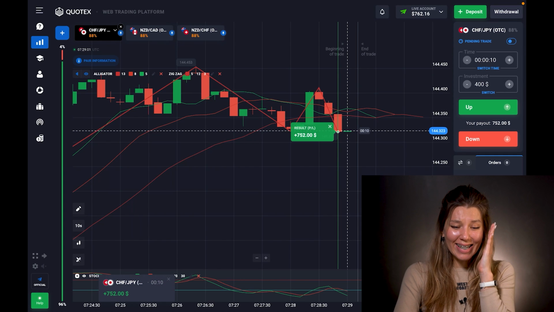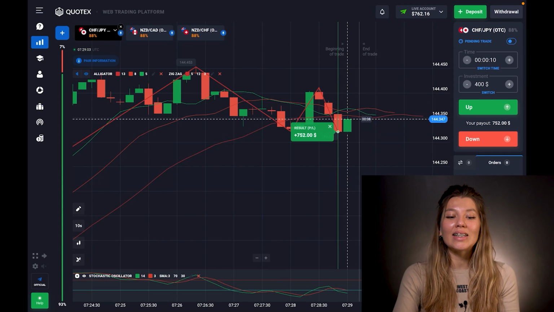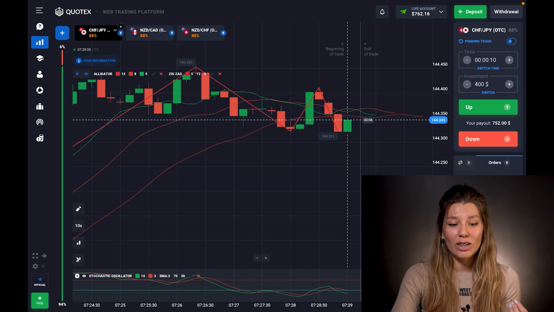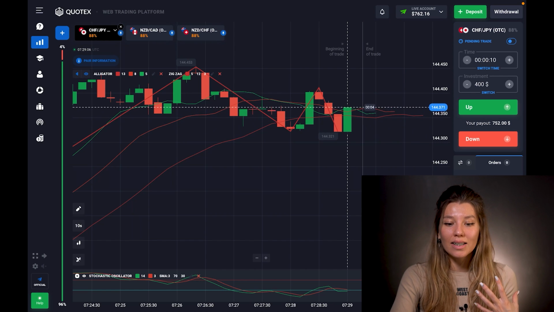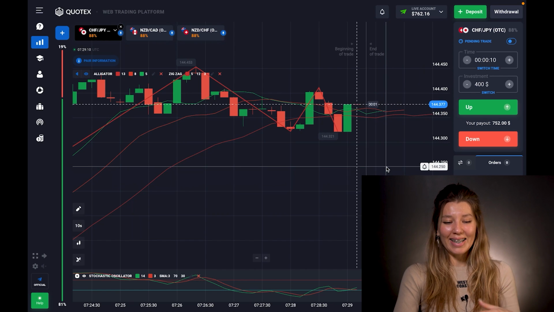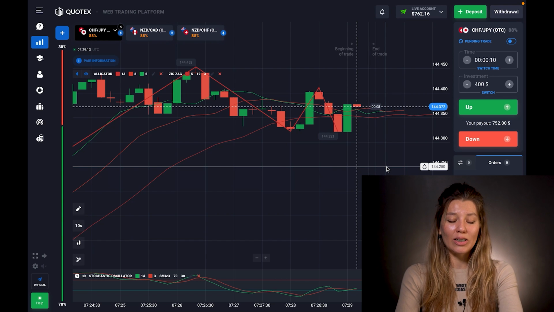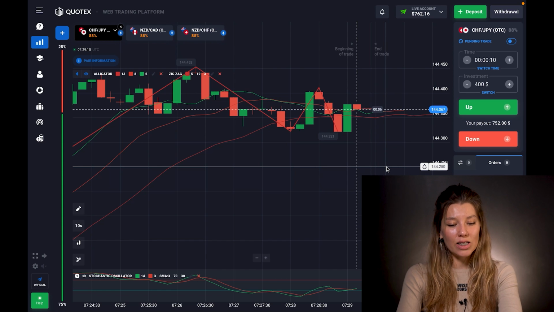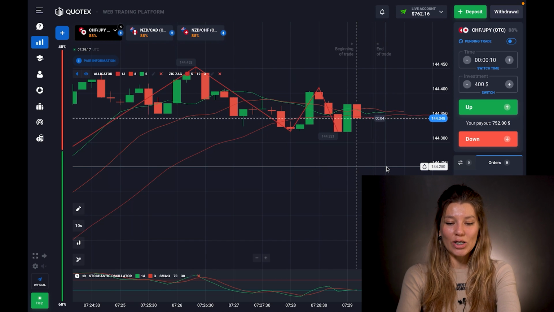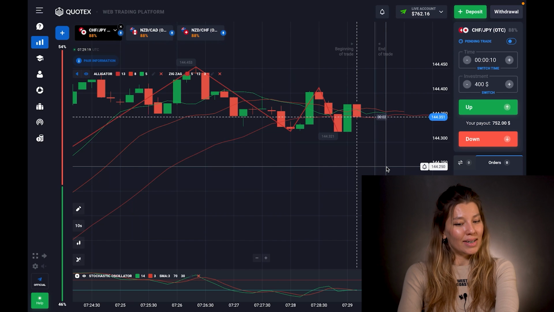Oh, great result! You see, stochastic was looking down with this intersection until alligator also confirmed this signal. Wow, that's why I think it's an amazing strategy. So now I hope you understand how to trade with these signals, and with this strategy, just 10 seconds, you will be in profit. That's so cool.